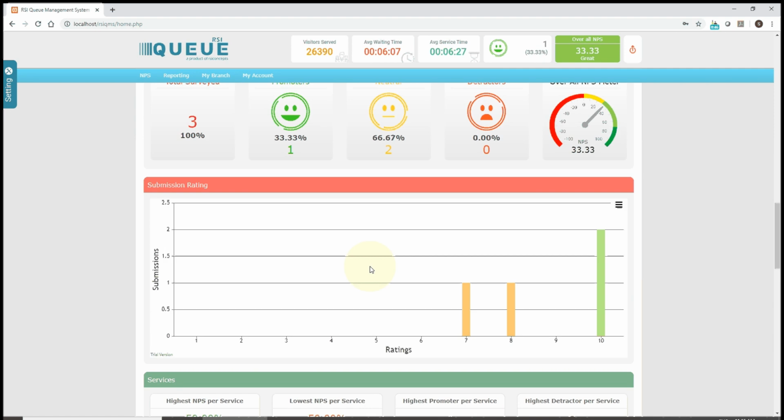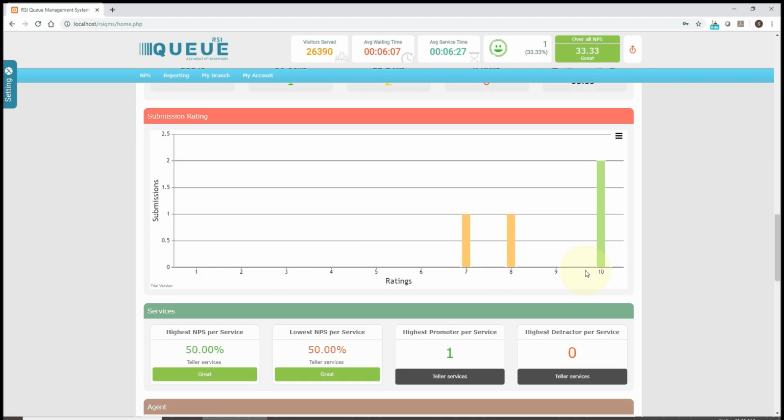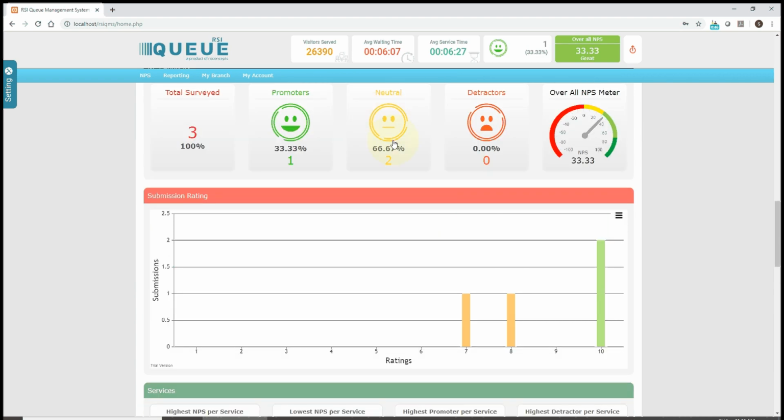Then the next graph gives you how many submissions you have received for each rating. It shows us for rating 7 we have 1 submission, for rating 8 we have 1 submission. These are the 2 submissions that we have received. Those were neutral because 7 and 8 rating is neutral. I repeat myself, if it is from 0 to 6 it is detractor, 7 and 8 is neutral, 9 and 10 is happy. So on 10 we have received 1 submission from promoters.